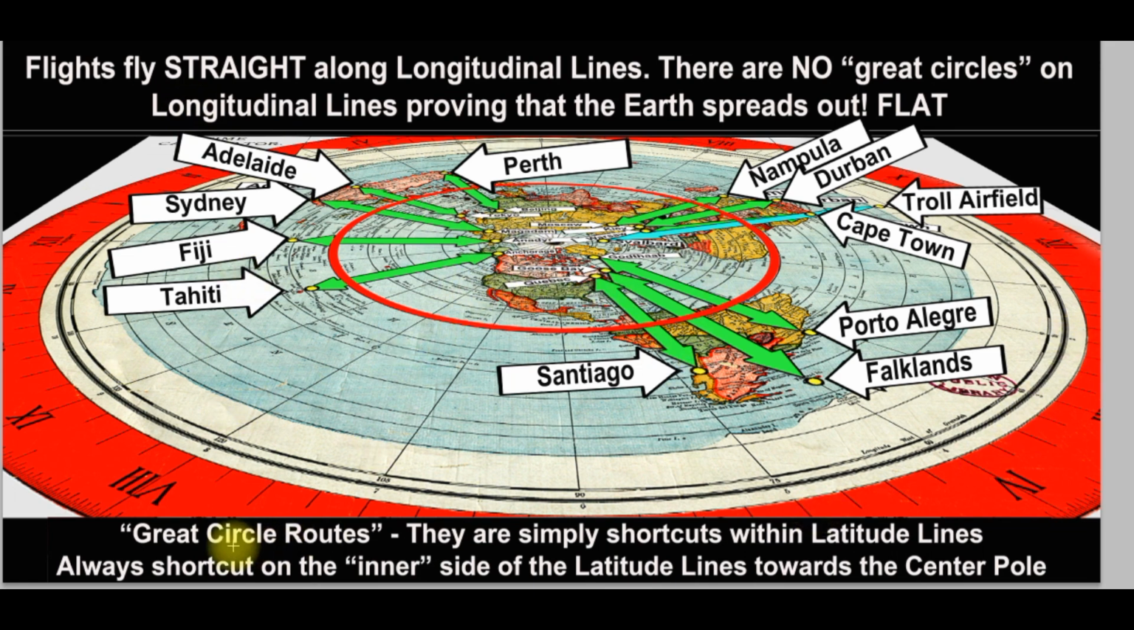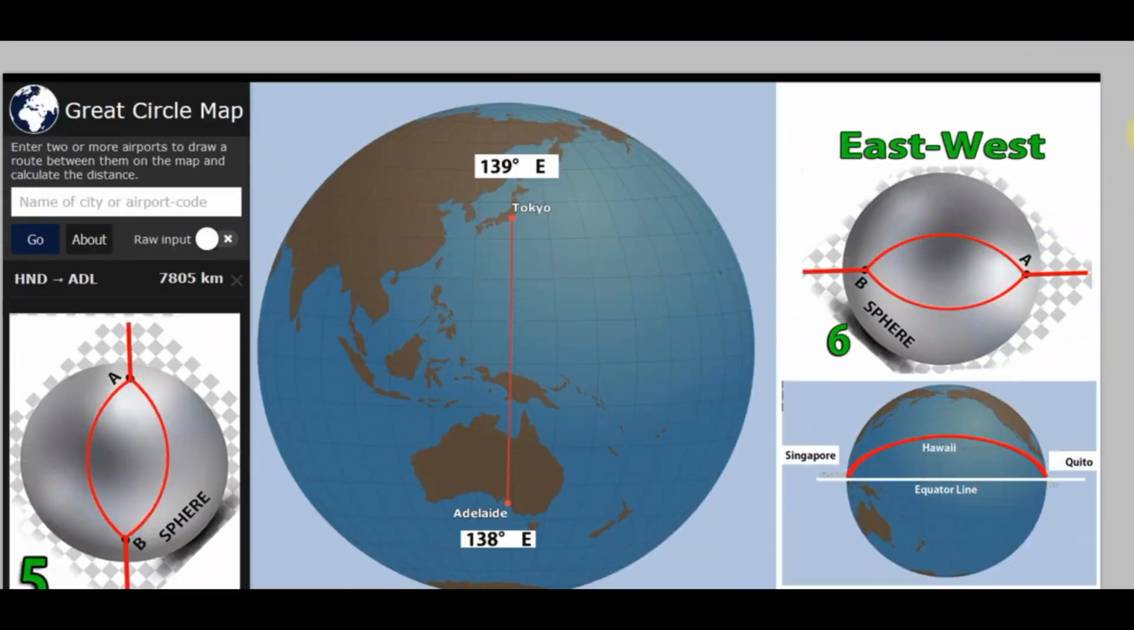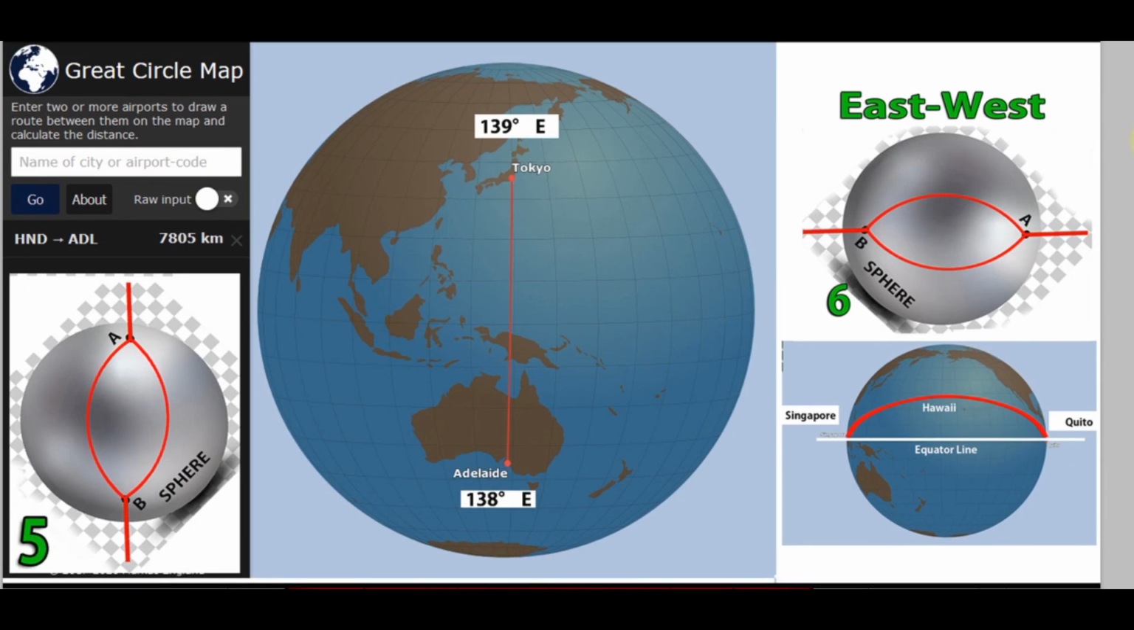Great circle routes are simply shortcuts within latitude lines, always shortcuts on the inner side of the latitude lines towards the center pole. So for flights going from the equator here, Singapore to Quito, it cuts through the line. So this is what a great circle route is. And all other longitudinal flights, they fly straight. So this is the first one we see here, from Tokyo to Adelaide, Australia. And this is how it goes straight.